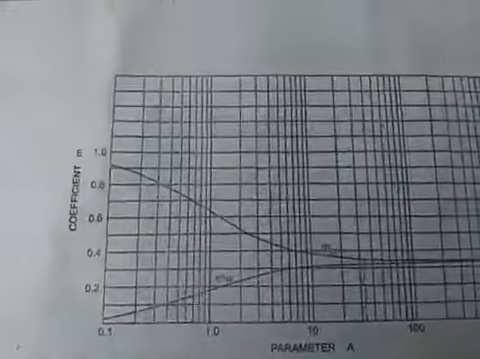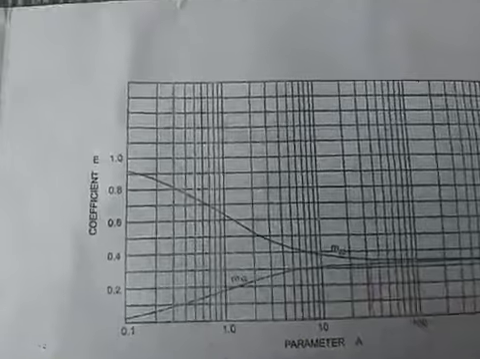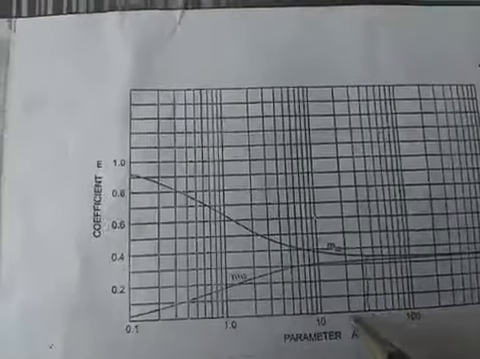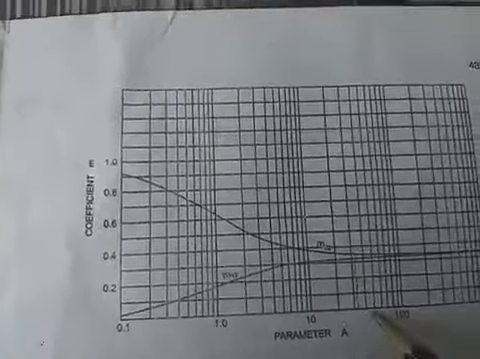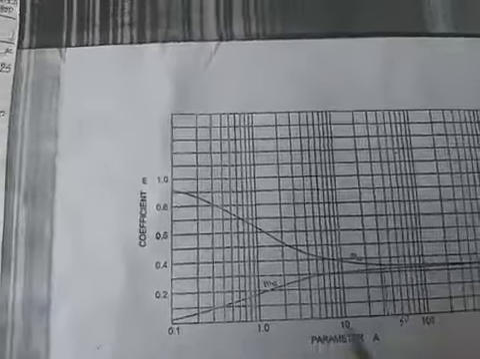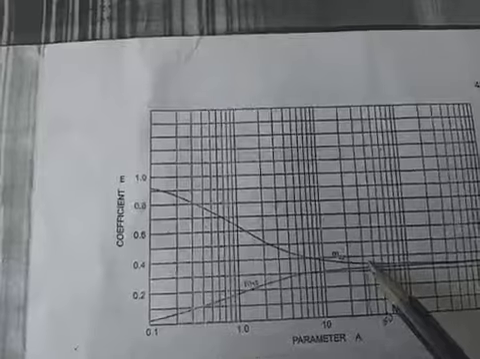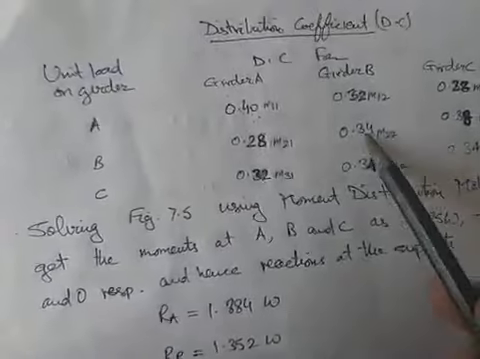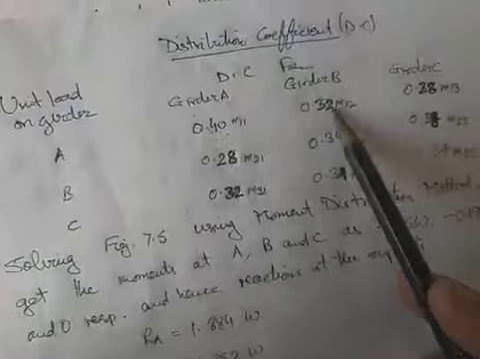Then I go to curve number B4. B4 gives me the values of M22 and M12 corresponding to 50. So this is 20, 30, 40, and this is 50. Corresponding to 50, when I see this, it gives me approximate values of 0.34 and 0.32. So M22 is 0.34 and M12 is 0.32.